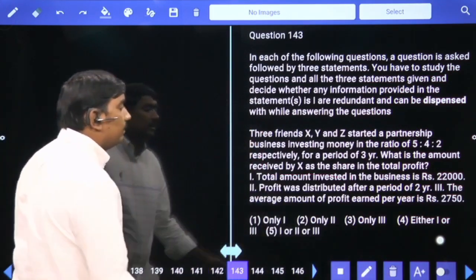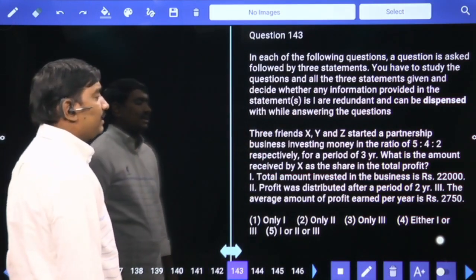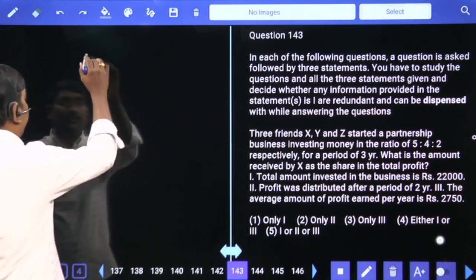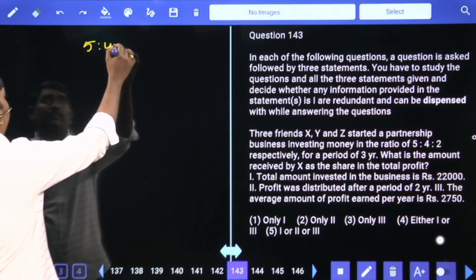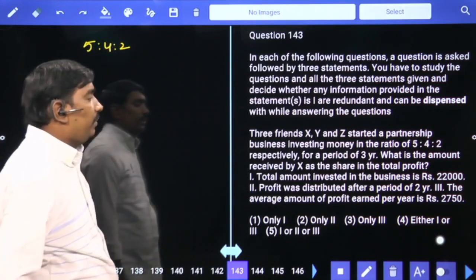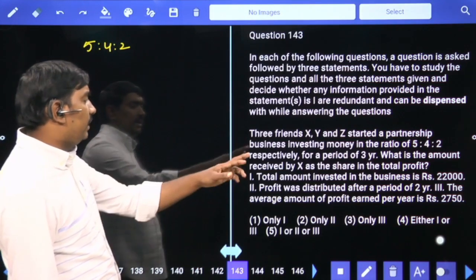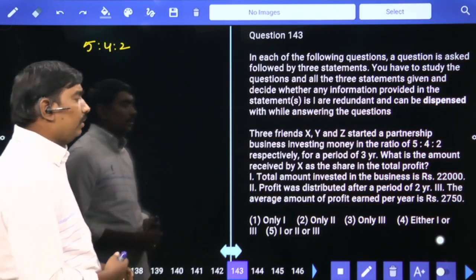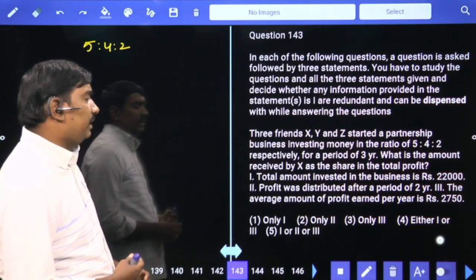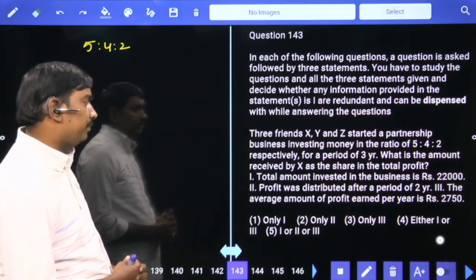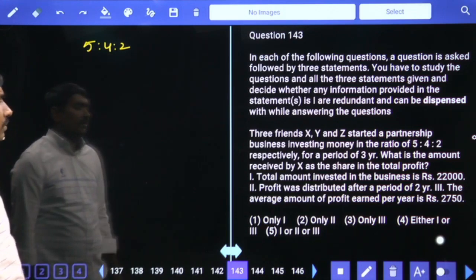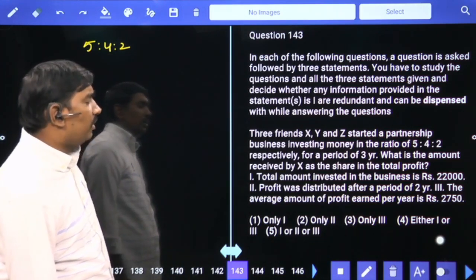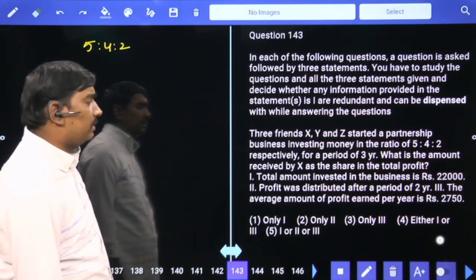Next, three friends X, Y, Z started a partnership business, investing money in the ratio of 5:4:2 for a period of 3 years. What is the amount received by X as the share in the total profit? Total amount invested in the business is 22,000. Profit was distributed after a period of 2 years. The average amount of profit earned per year is 2,750.